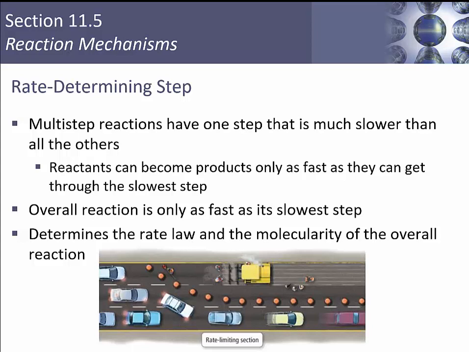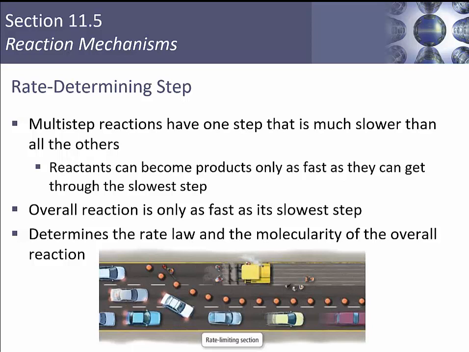Multi-step reactions, like the one that we saw before, have one step that is going to be slower than the others. The reactants can become products only as fast as they can get through that slowest step. It's like the weakest link in a chain, right? It determines the overall strength. Whatever the slow step is going to determine how fast those products get made.